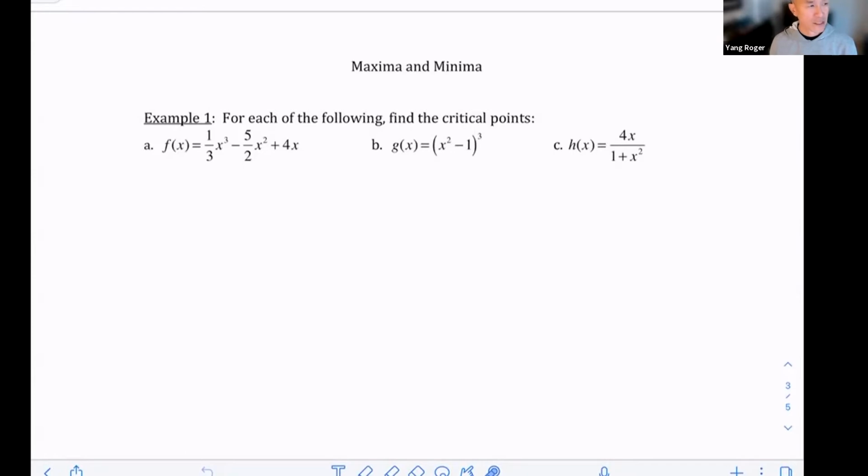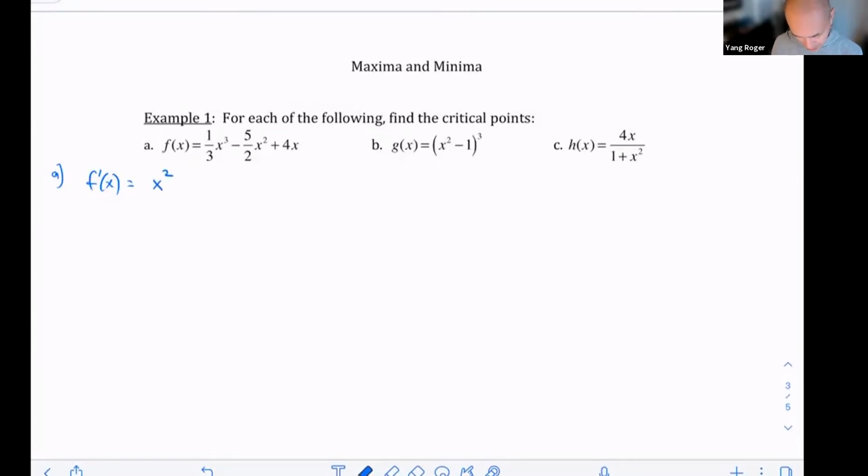Why don't we take a few moments to do this? In order to find the critical values, I need to calculate where the derivative is equal to zero. So let me calculate the derivative first. I got the derivative of f of x. I got to bring the power down. So this becomes 3 times 1/3, which is just 1. I subtract 1 from the exponent, that's x squared.